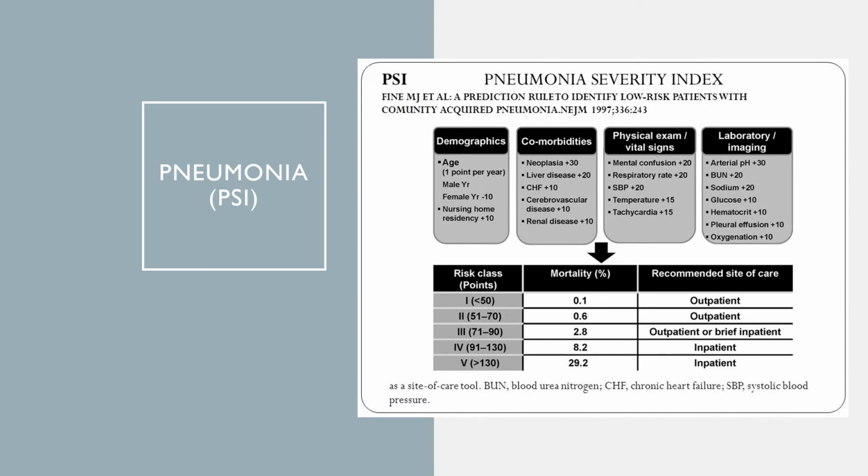Whereas the Pneumonia Severity Index is used to risk stratify the patient to determine overall mortality risk in adults with community-acquired pneumonia. Obviously, this scoring system is more difficult to utilize, but is also likely more accurate.